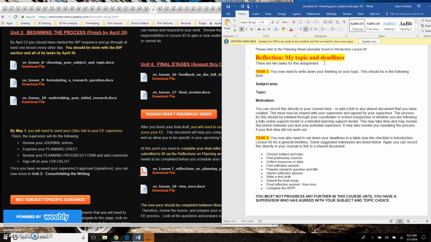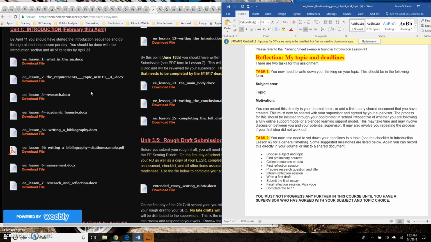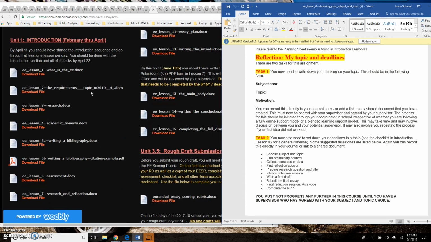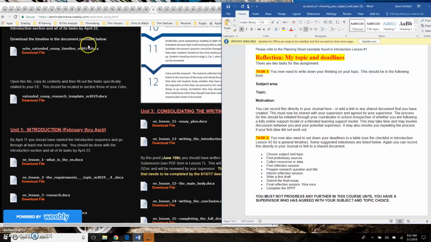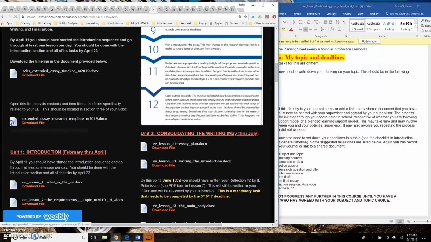That's about it. Teachers, of course, you want to make sure that the subject area is a DP subject area and the topic is appropriate for the subject area, and that we're avoiding interdisciplinary topics. And when we get into the topics, we want to make sure that the students are following the format that is provided in their research template here.